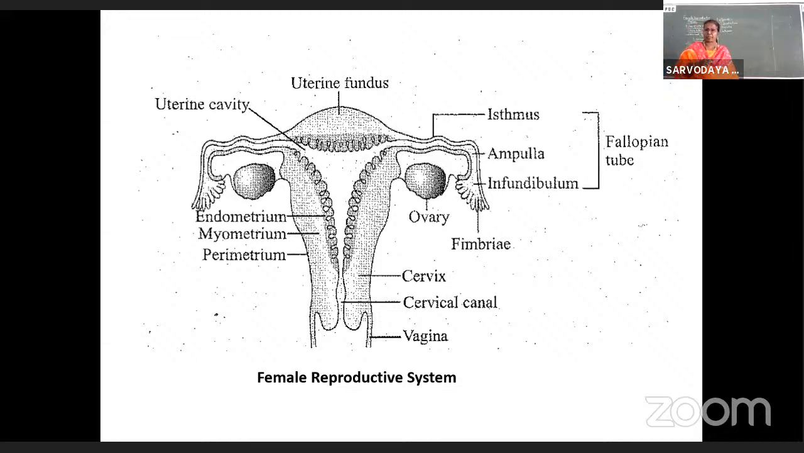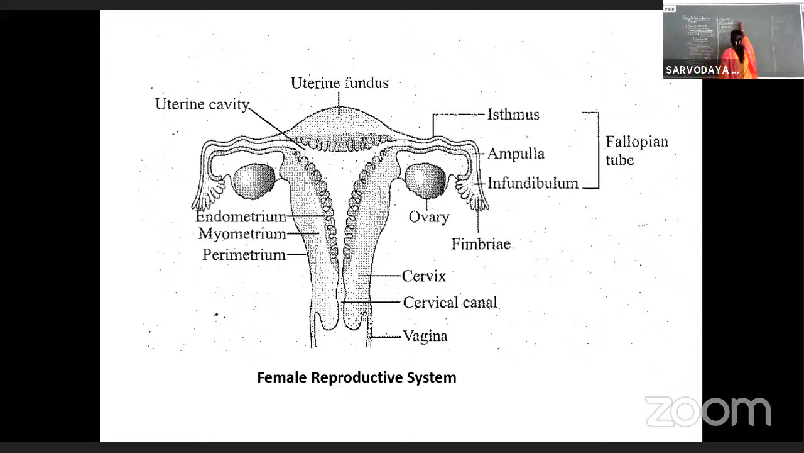So if you look at the diagram, you can see all the three parts. What is the first part of the oviduct? Referred as infundibulum. What is the second part? The wider part of it, called the ampulla, followed by isthmus. Now look at the first part, infundibulum.